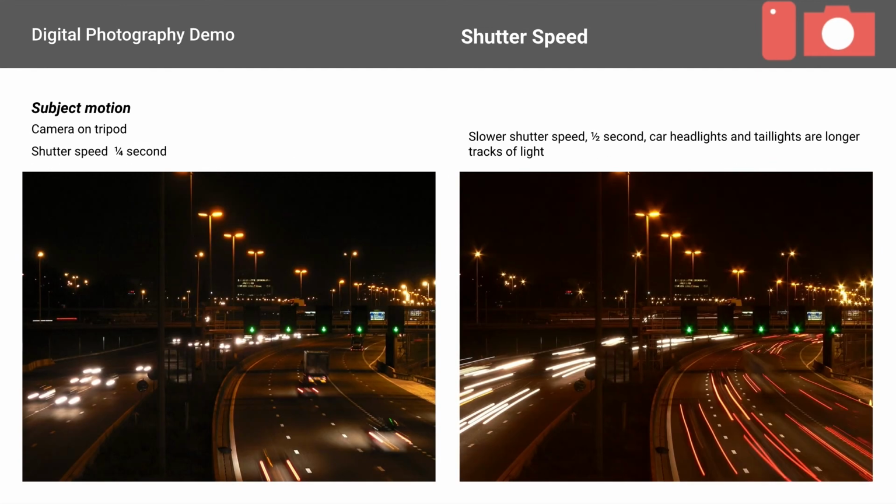Subject motion with the camera on tripod. The longer the shutter stays open, so you can see the difference between the left and the right pictures is how long the shutter stays open. At a slower shutter speed, the car tail lights are longer tracks of light.